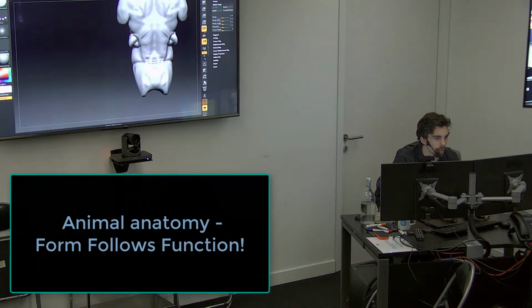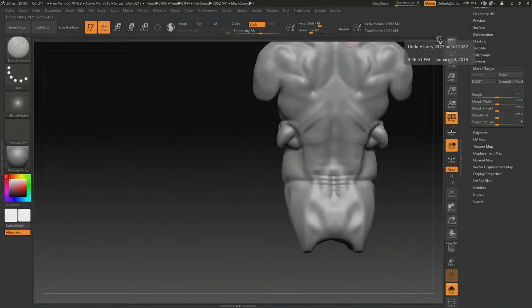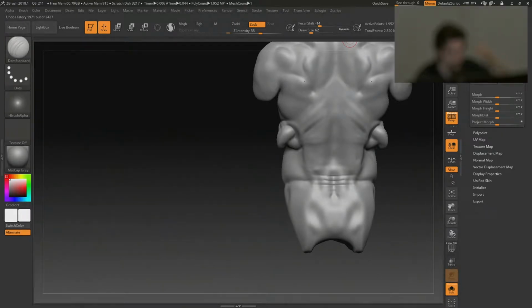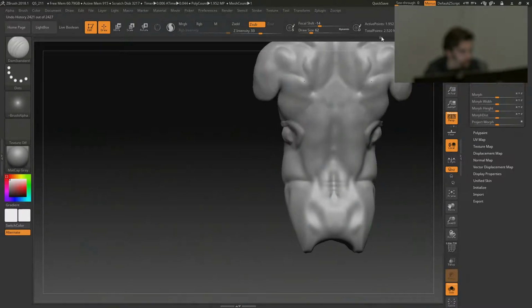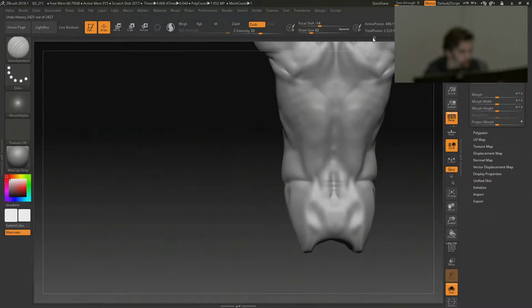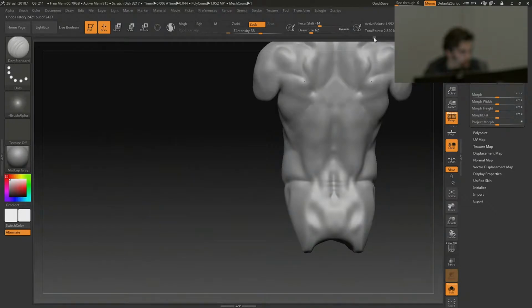So let's, I want to round this off by just looking at the same ideas on an animal, because it's really the same tool set. Everything stays the same, but it's just adapted for a different purpose. I lost my morph target, so I'm just trying to find that. Okay.